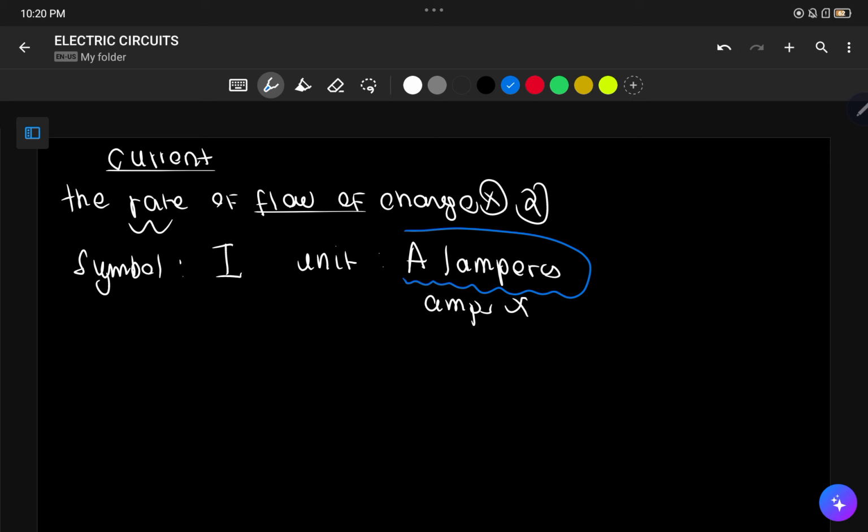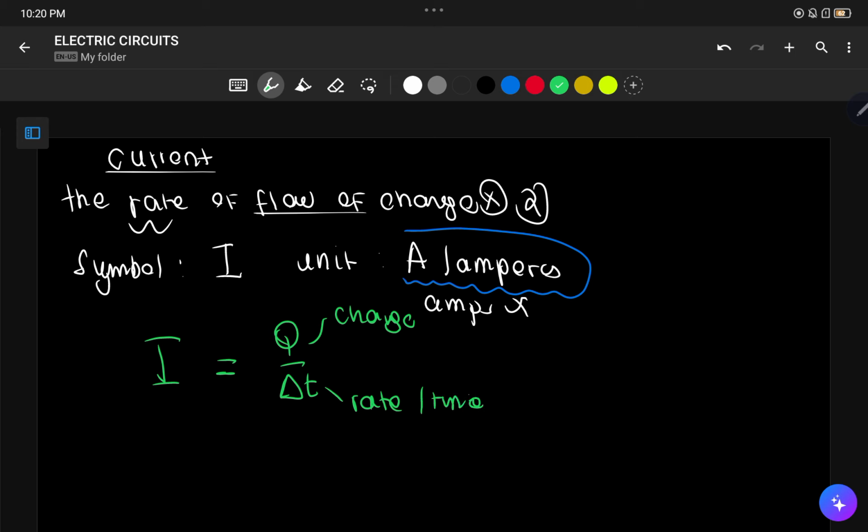As I said, current is the rate of flow of charge, meaning how many electric charges are flowing at a specific point in a specific time. That is current. And the formula to calculate current is I equals Q divided by change in time. Hence the definition: Q is the flow of charge, and rate refers to the time, always measured in seconds, and the charge is always measured in coulombs.